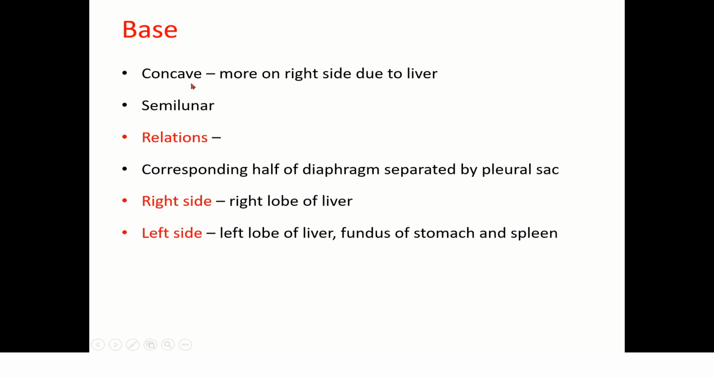Base: it is concave. The concavity is more on the right side due to the presence of the liver. It is semilunar. Relations are the corresponding half of the diaphragm separated by the pleural sac. So below the diaphragm, on the right side, there will be the right lobe of liver. On the left side, the left lobe of liver, fundus of stomach and spleen.